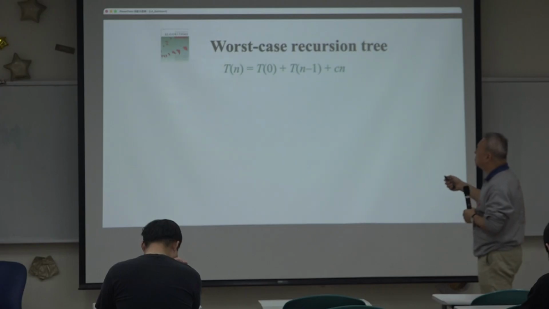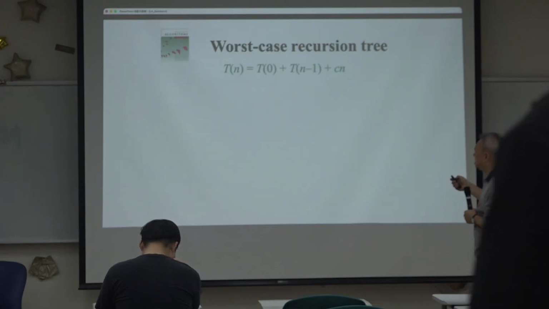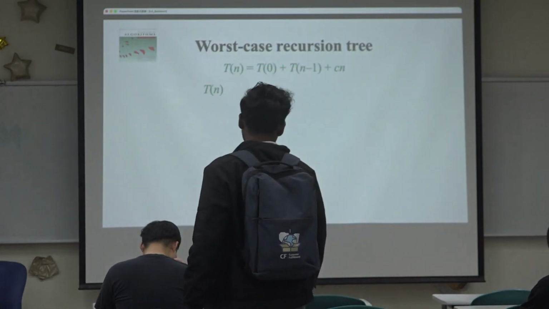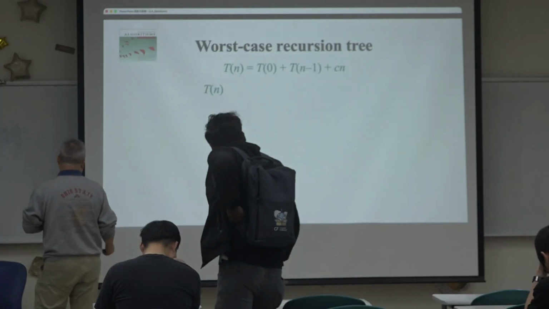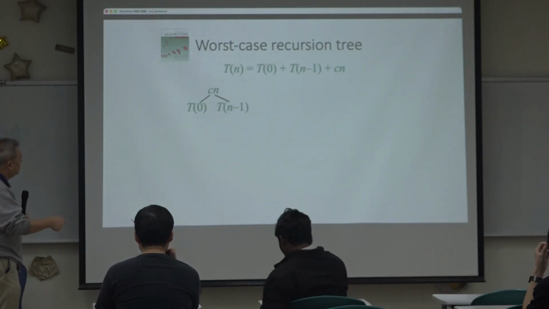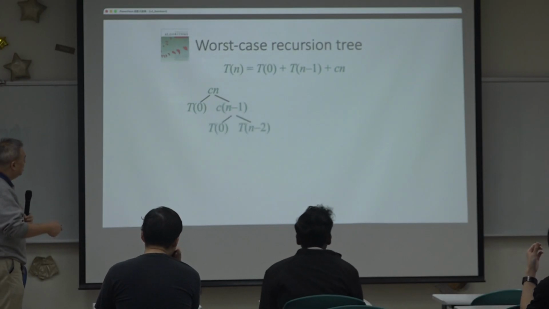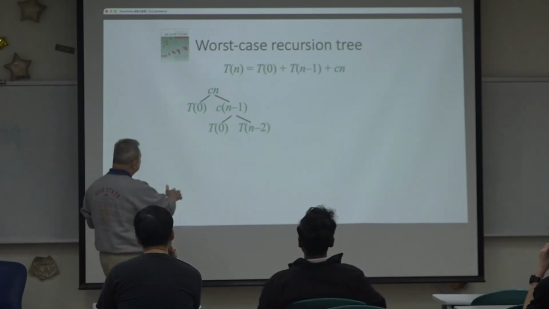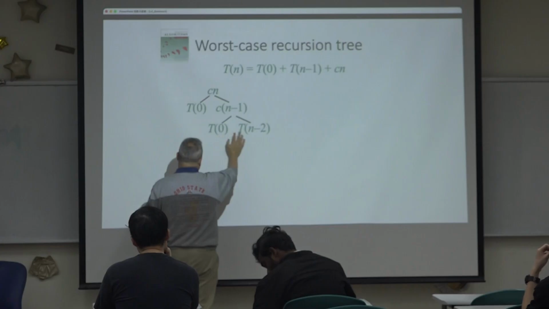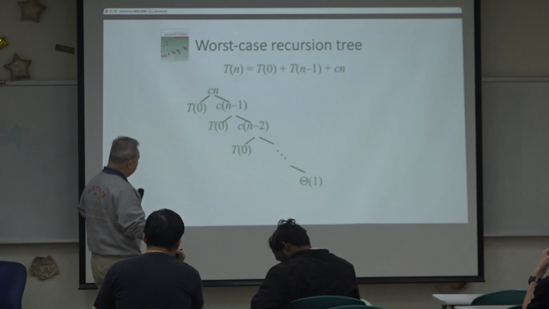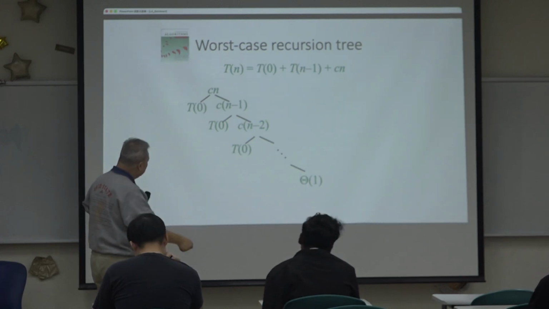Or if you try to look at it, T of n equals T of 0 plus T of n minus 1 plus c times n, and then try to look at it as a recursion tree. Okay. So it's going to give you this, right? cn, T of 0, T of n minus 1. And then you keep expanding T of 0, okay, T of n minus 2. You have a c times n minus 1 here. Okay, and this one stops, and you keep doing this part. Eventually, you are going to have a tree like this.